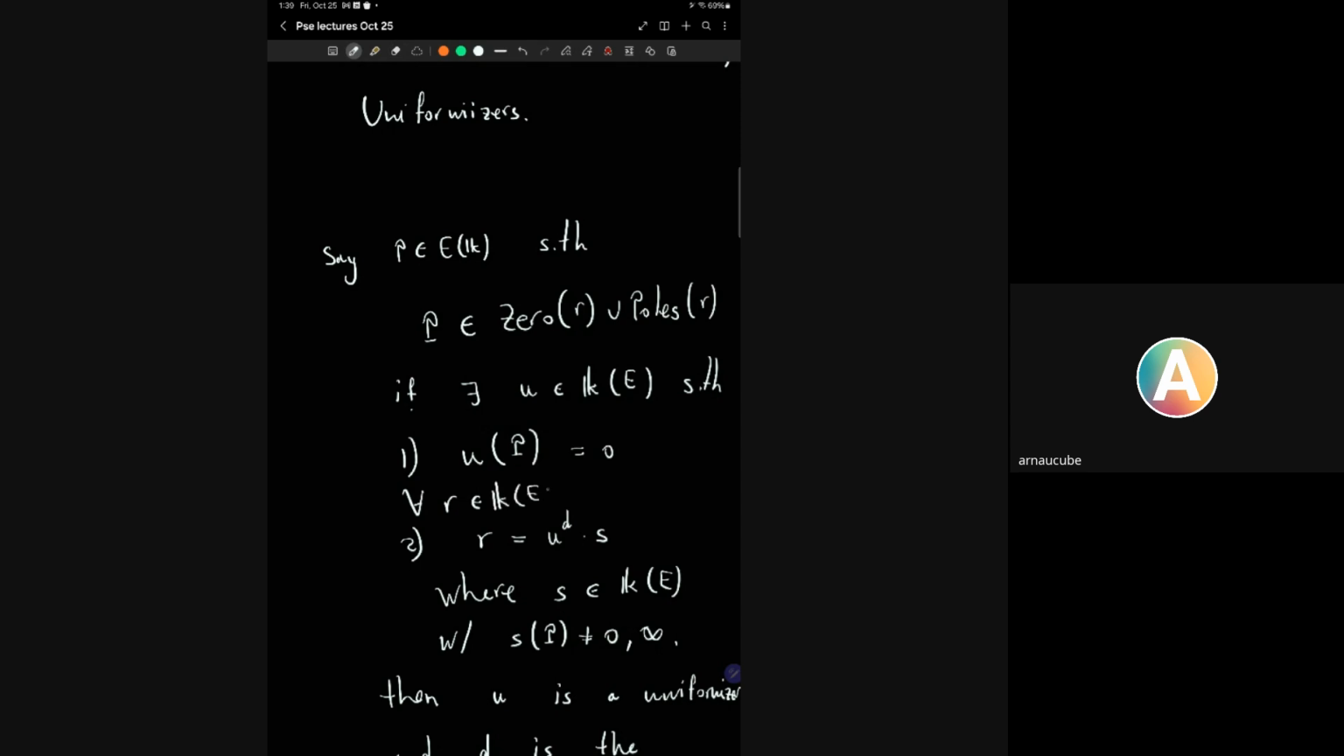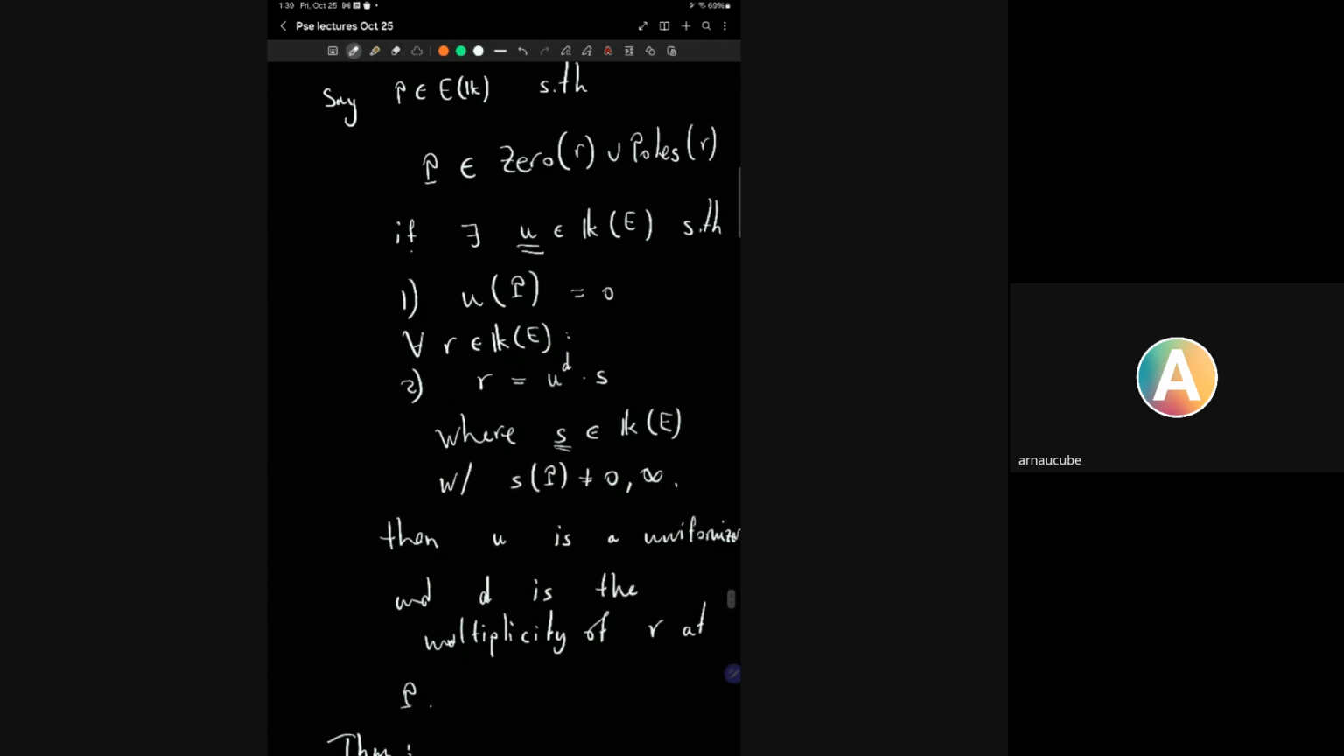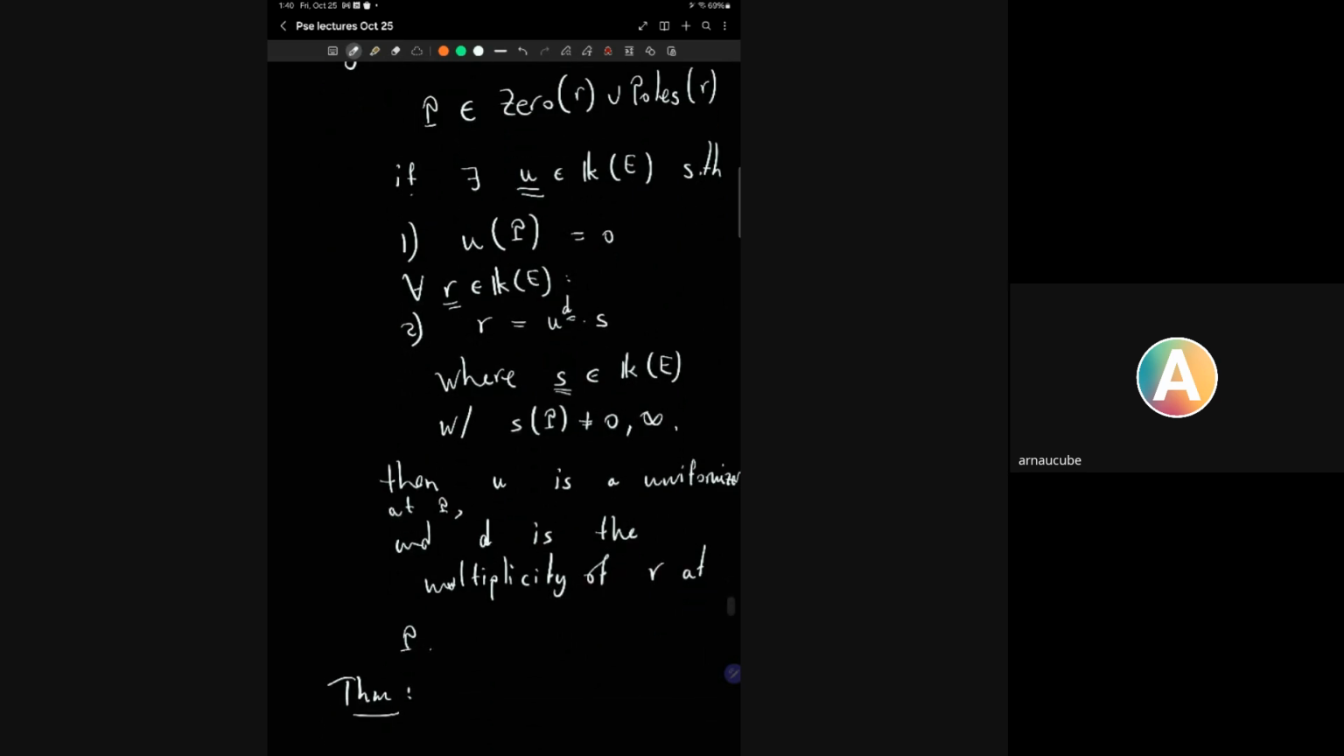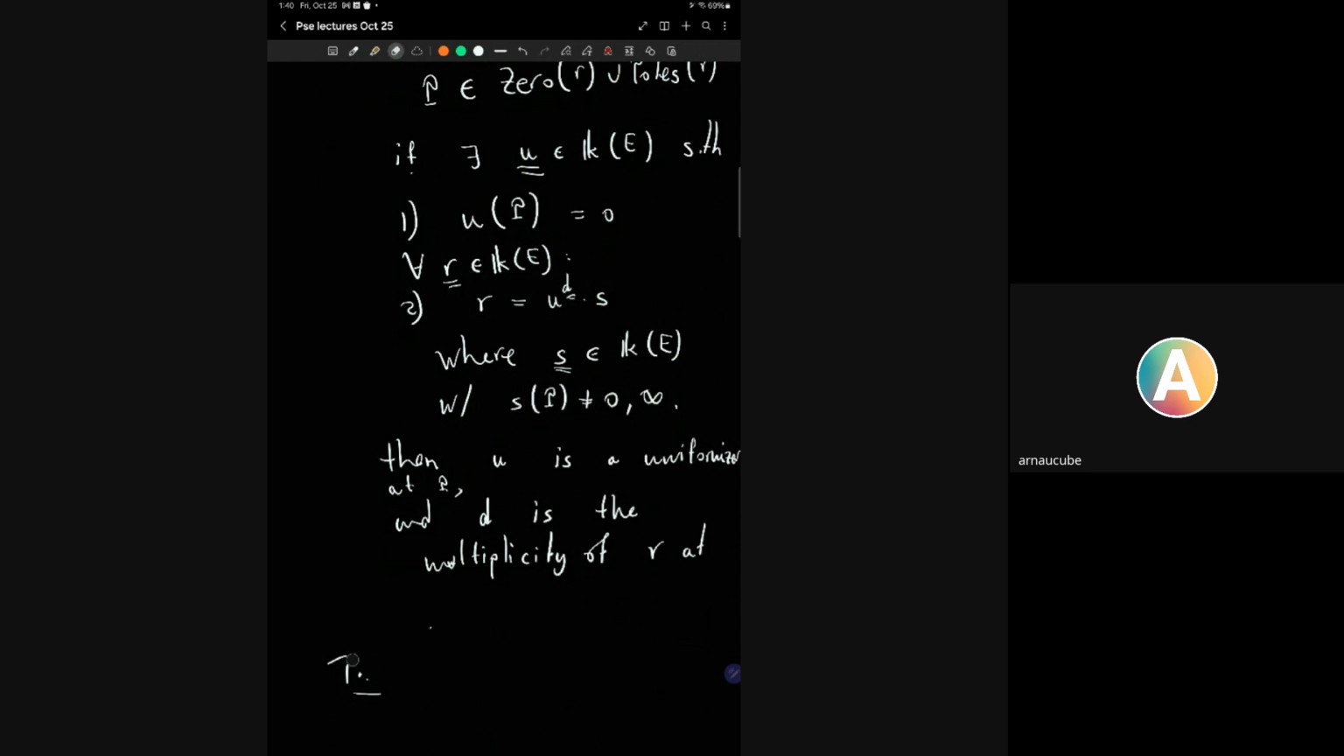So if there exists a rational function U that is nullified at P, and for every other rational function R, R can be written as U to the D times S, where S does not have a 0 or a pole at P, then we say that U is a uniformizer at P. And in this case, for this specific R that has a specific D, we say that D is the multiplicity of R at P. And this is analogous to what we do with polynomials in one variable.